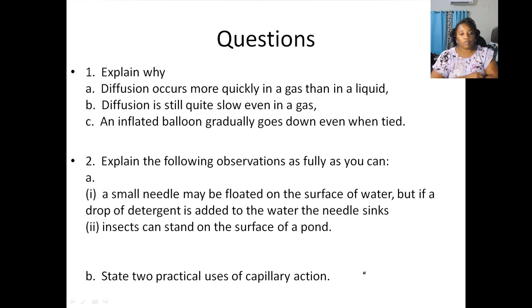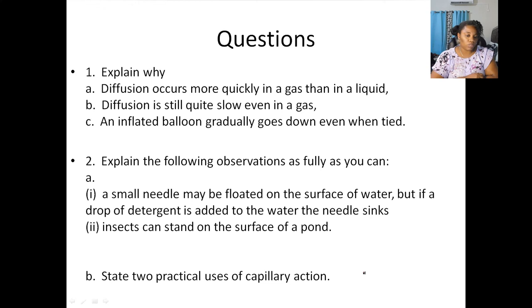Explain the following observation. Why can insects stand on the surface of a pond? They can stand on the surface of a pond because of hydrogen bonding. The hydrogen bonding has not been disrupted, and the insects themselves are very light, so they don't disrupt the hydrogen bonding that exists in water.